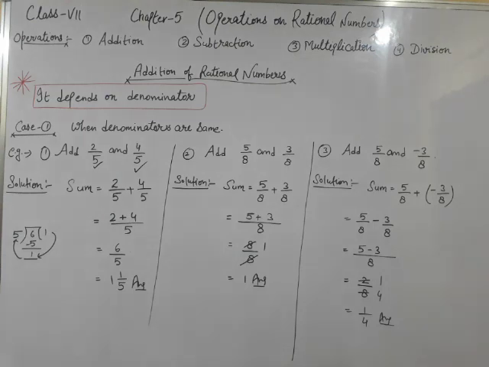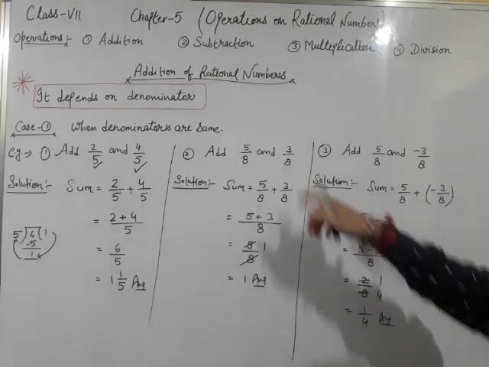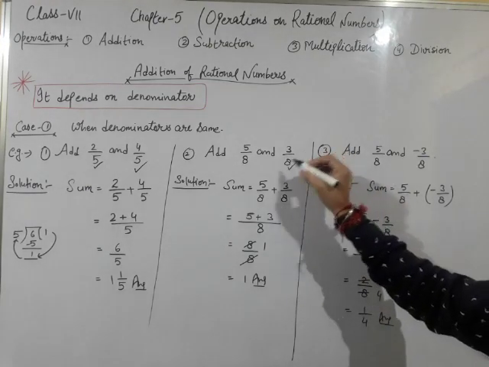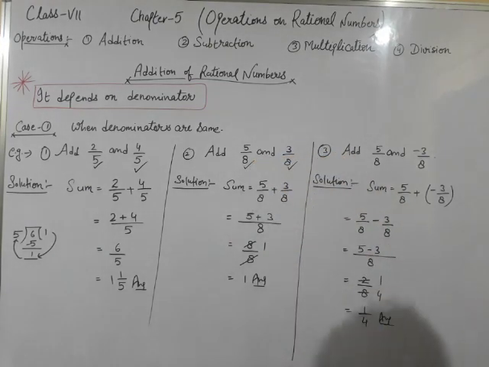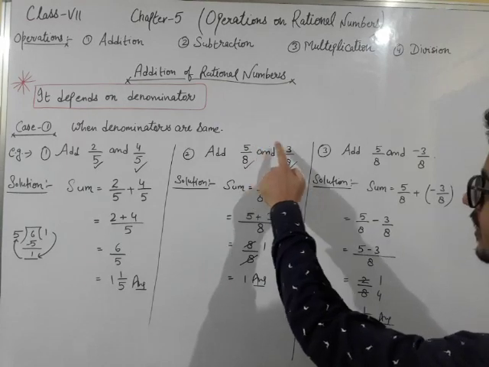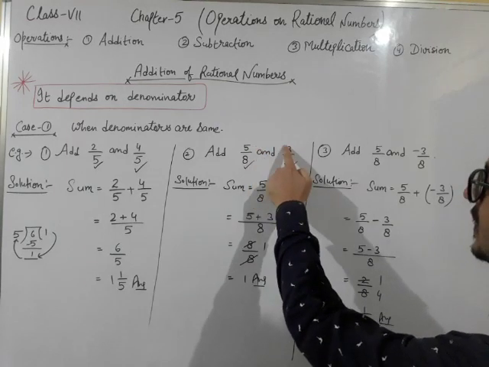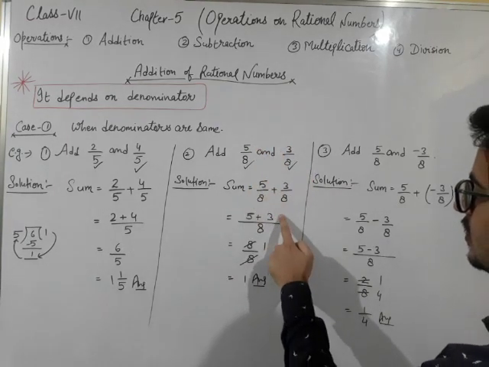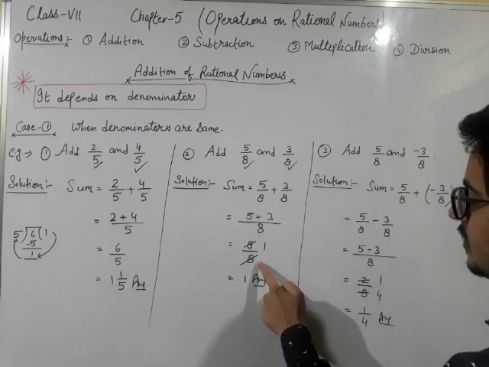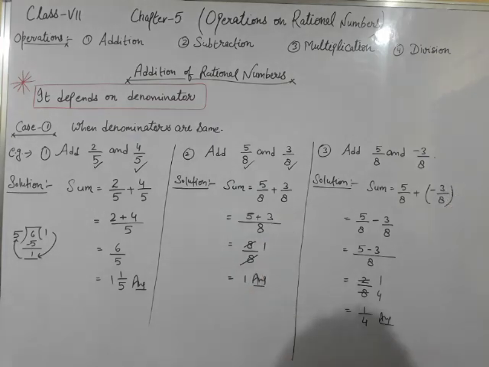Example second, add 5 by 8 and 3 by 8. Here you can also observe that denominators are equal, 8. So we will add their numerators directly. 5 plus 3 is 8. 8 upon 8, and 8 ones are 8. Therefore the final answer is 1.